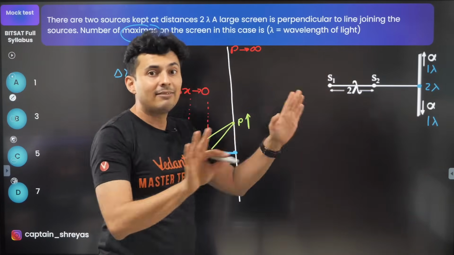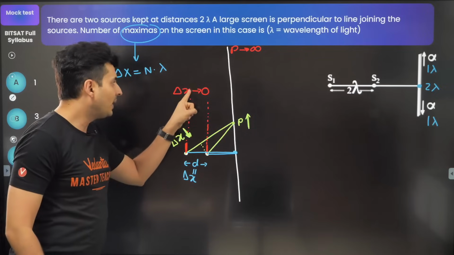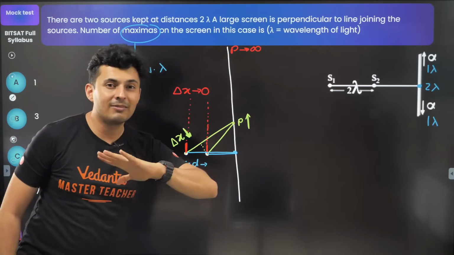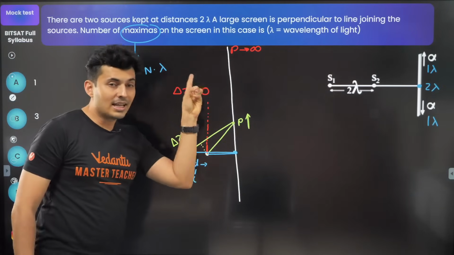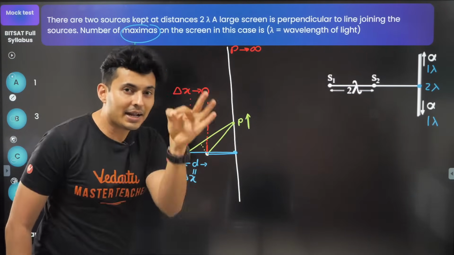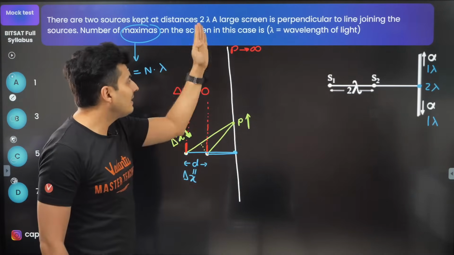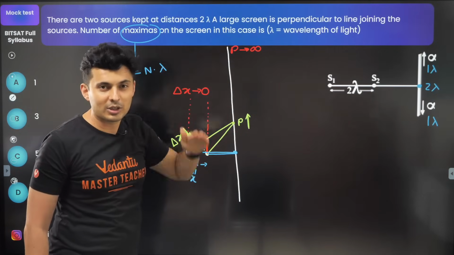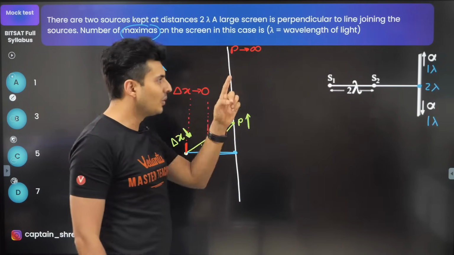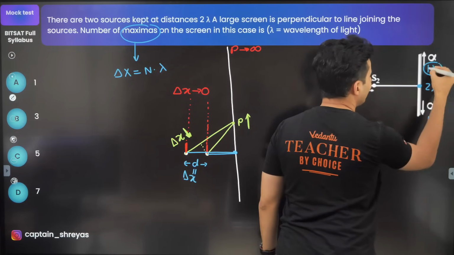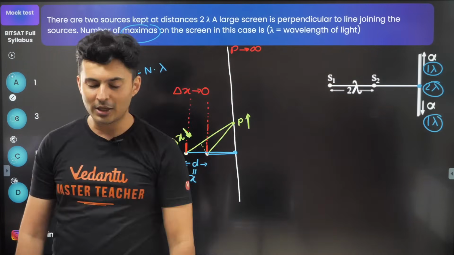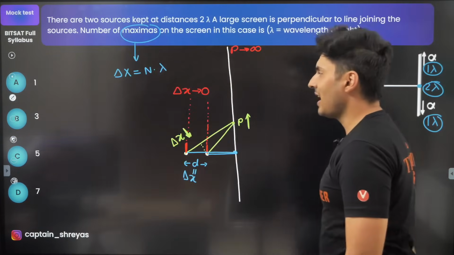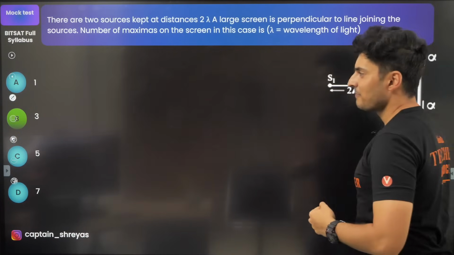0 lambda will never happen. Remember, path difference tends to 0, but it never actually becomes 0. So this is very important. It tends to 0, but never actually becomes 0. So you will never ever find a maxima on the top or at the bottom. So there is 1 maxima here, 1 maxima here, and 1 maxima here. So that's a total of 3 maximas. Hence the answer should be option B.